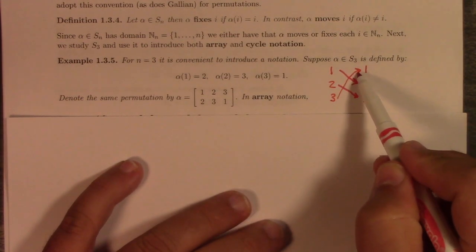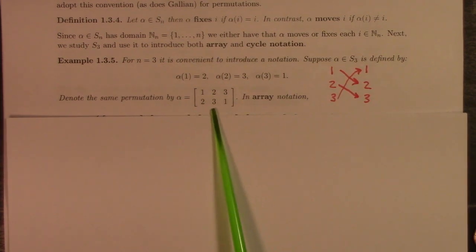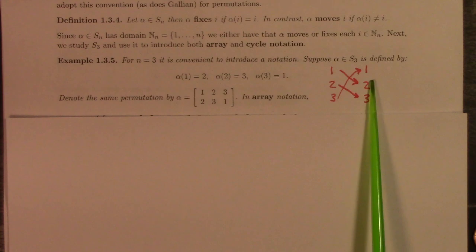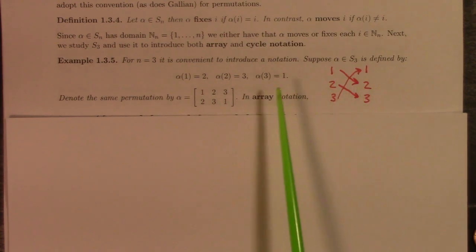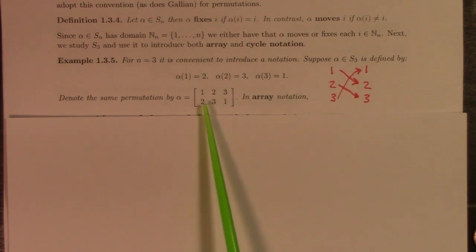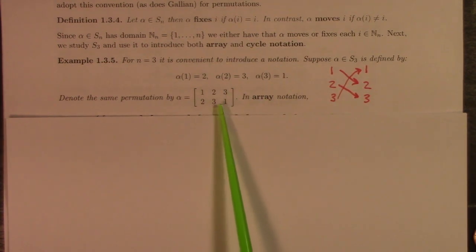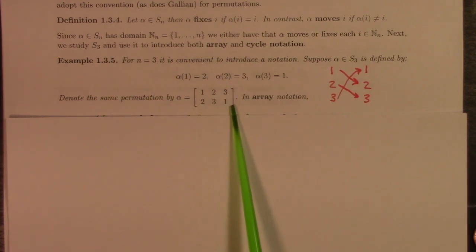So here'd be another picture that you could draw to describe the permutation. But that picture maybe is not quite as efficient as this array. This array is another way of writing the picture, or writing this string of three equalities, to say that 1 goes to 2, 2 goes to 3, 3 goes to 1. The inputs are the first row, the outputs are the second row. That's the array notation.